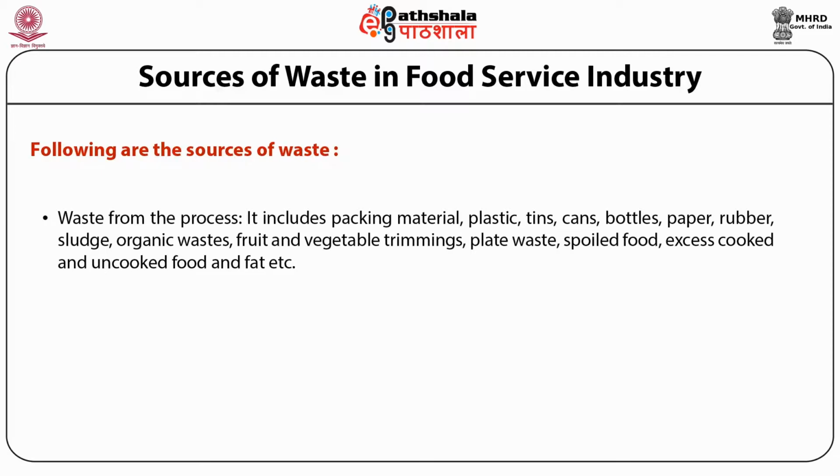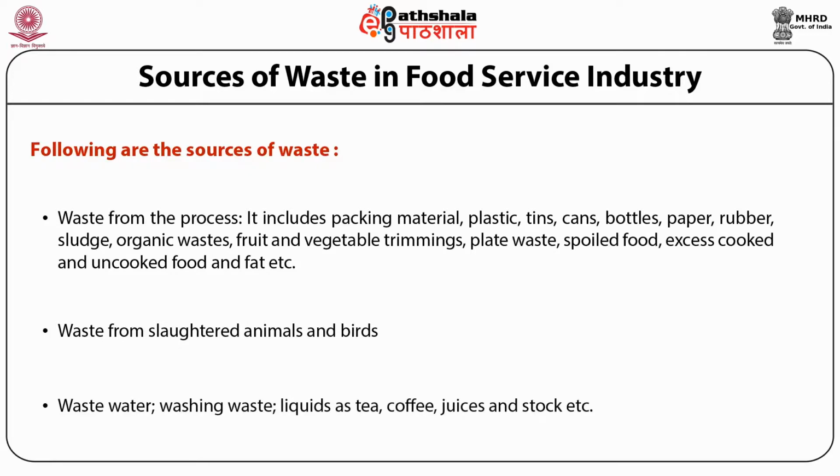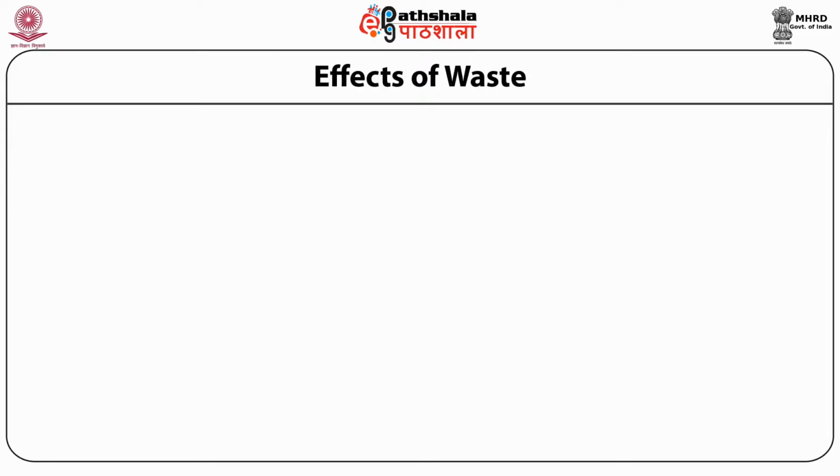Few sources of waste come from the process. It includes packing material, plastic tins, cans, bottles, paper, rubber, sludge, organic waste, fruit and vegetable trimmings, plate waste, spoiled food, excess cooked and uncooked food, and fat, etc. The second type is waste from slaughtered animals and birds. And the third is the wastewater, which is produced from washing the waste, liquids as tea, coffee, juices, and stocks, etc. But what are the effects of such waste?